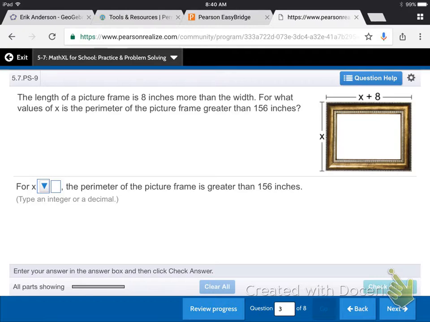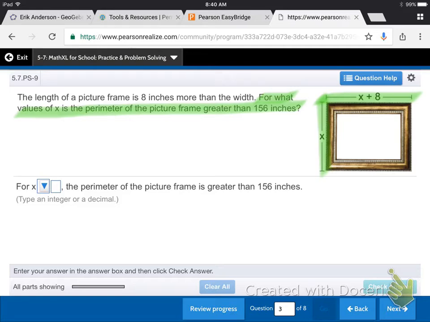Moving along, here we go. We see that we are given some measurements of a picture frame, and one length is x plus 8, and the other dimension is x, so length times width, right? And then it says, for what value of x is the perimeter of the picture frame greater than 156 inches?